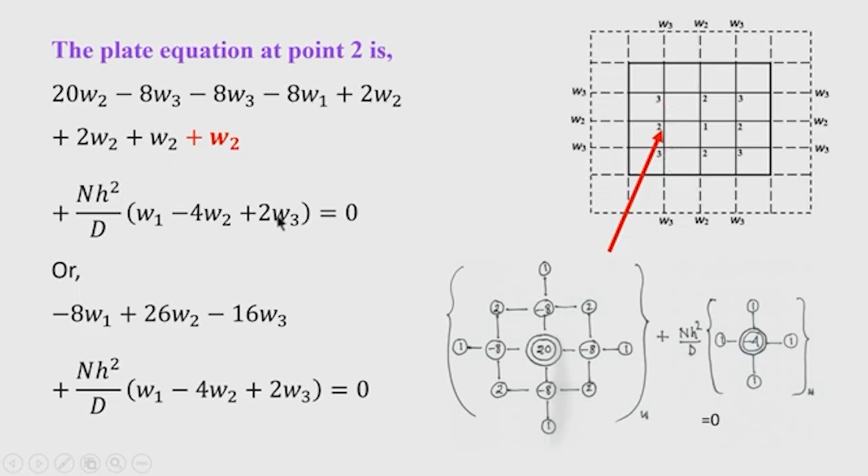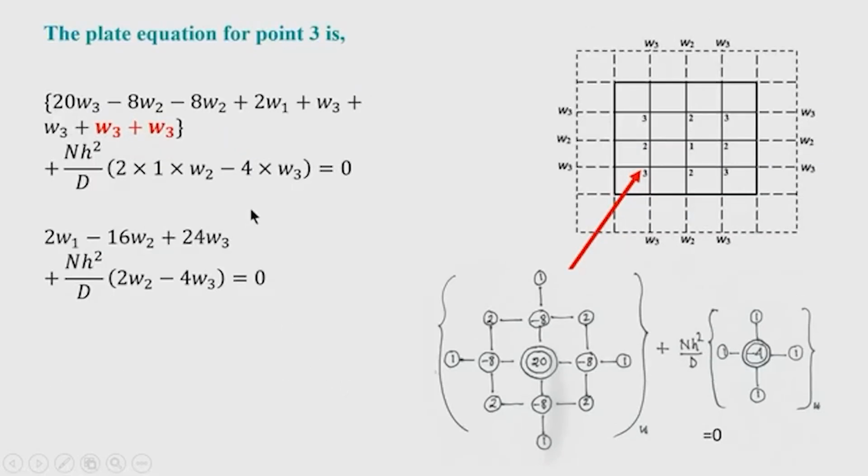So, 2 W3 and this is W1. So, W1, and this value is falling here. So, naturally it will not come. Therefore, we write this equation after simplification as: minus 8 W1 plus 26 W2 minus 16 W3 plus n square by d (W1 minus 4 W2 plus 2 W3) equal to 0.